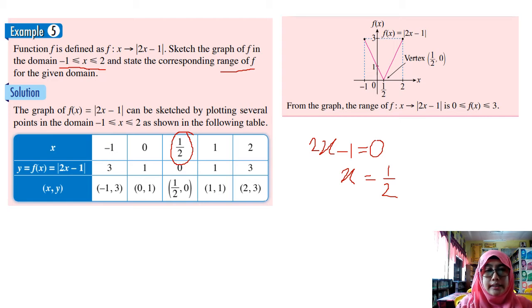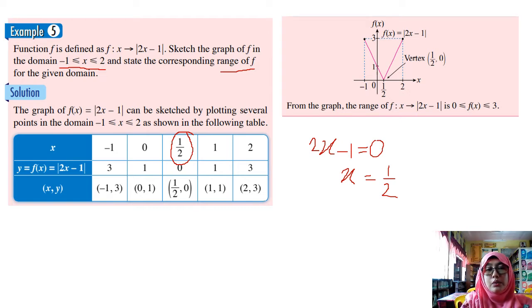Okay, next. Kamu dah tahu nilai x, kamu kena kira untuk nilai y. Di mana y tadi, kita copy paste formula modulus 2x minus 1 kan? Jadi kita masukkan nilai. Untuk negative 1 ni, masukkan negative 1. 2 times negative 1 minus 1. Suppose you must get value negative 3. Tapi disebabkan ada tanda modulus ni, nampak tak tanda modulus ni? Negative 3 kena tukar jadi positive 3.